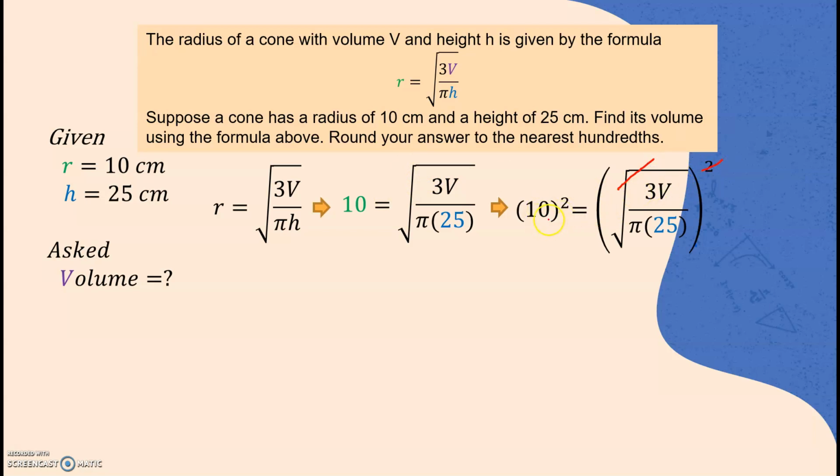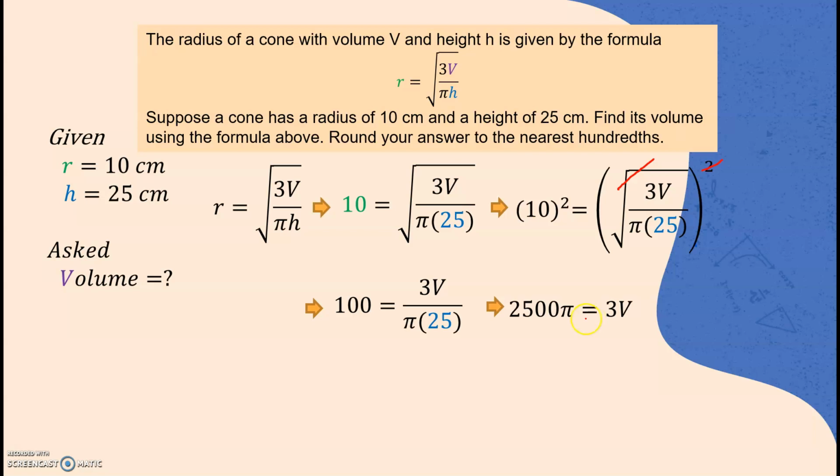Okay, and then this becomes 100, then the radical symbol is gone. After that, we multiply 100 and pi times 25. So, it becomes 100 times 25, which is 2,500. Is that right? Okay, so, times pi over 3v. So, the next thing to do is, what is next to do there?